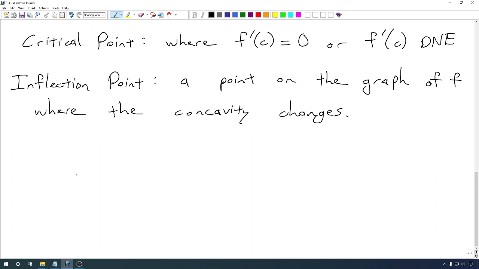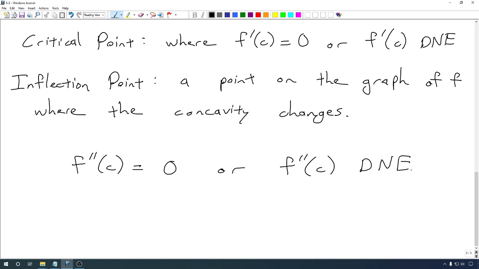Just like with critical points, these inflection points will only happen when the second derivative equals 0 or the second derivative doesn't exist. But unlike with critical points, where we grouped up everything that satisfied one of those two conditions and called it a critical point, we're only looking at ones where we actually do have a change in concavity. It is possible to satisfy one of these two conditions and not actually be an inflection point.